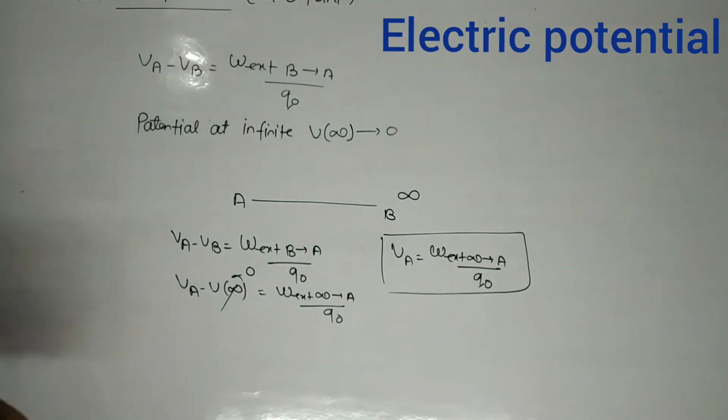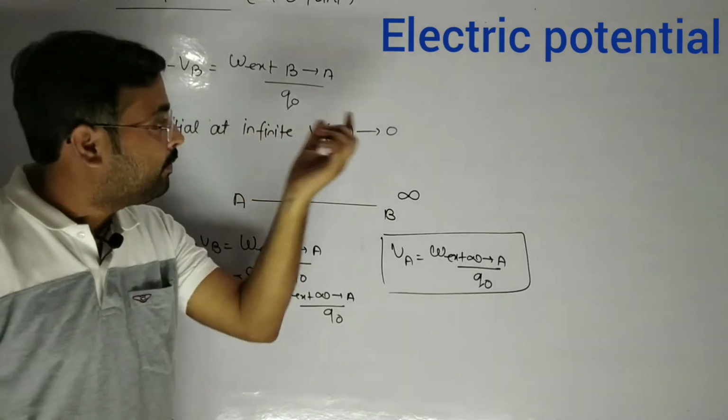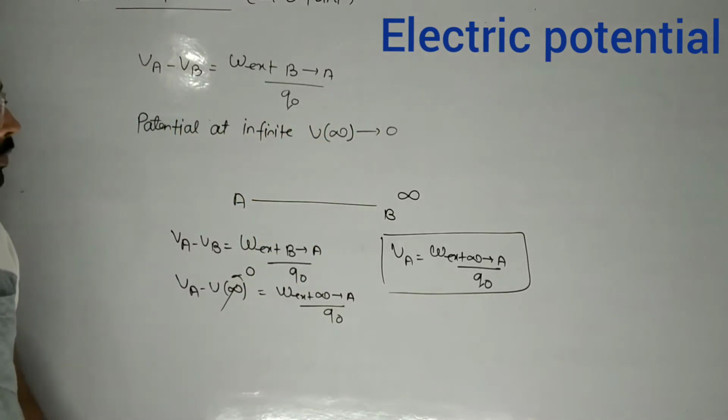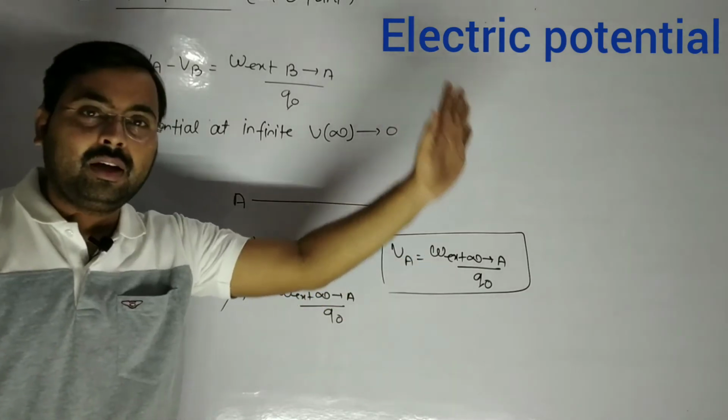According to scientists and books, potential at infinity is 0. Suppose that this is the point B which is placed at infinity.